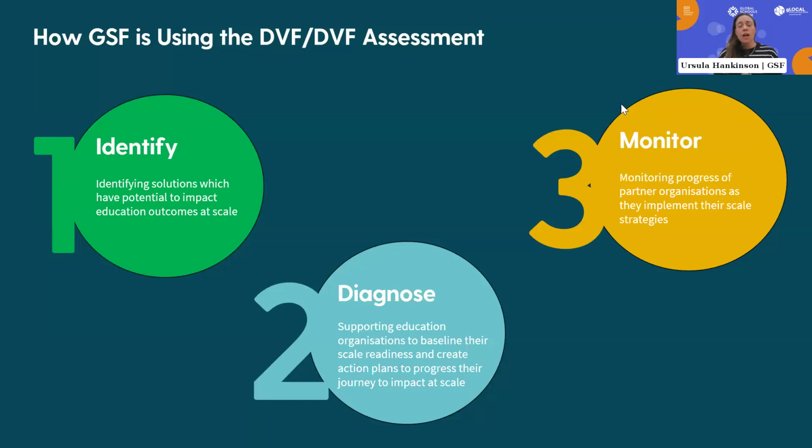And thirdly, we use this tool to monitor the progress of our partner implementing organizations as they implement their scale strategies. So as the participants who are on this call will be very familiar with, we come back to this DVF assessment at critical junctures in the programs that we do to really assess if organizations and innovations are making progress in the areas that they have prioritized in their action plans, and if that is supporting them to build up their progress towards scaling up their innovation.